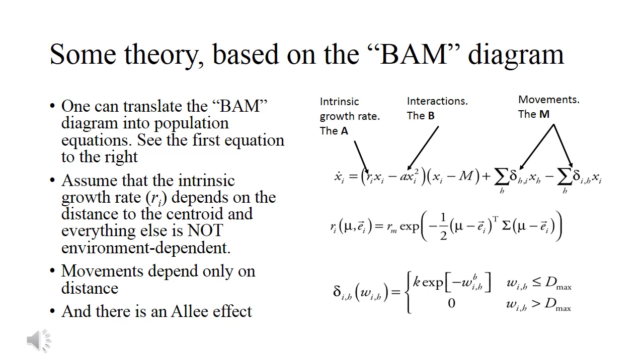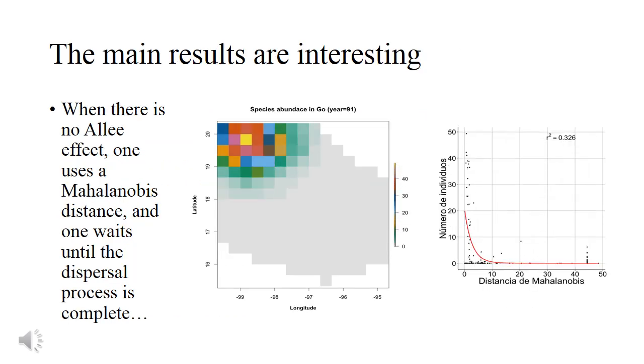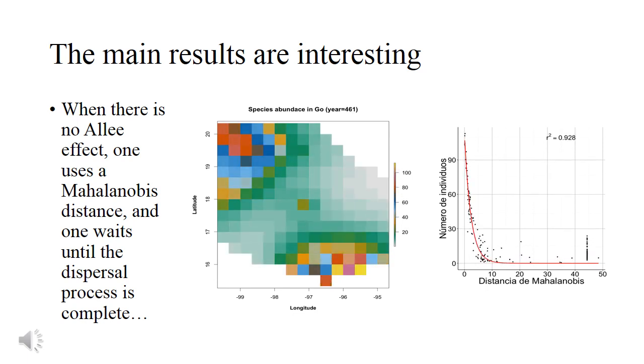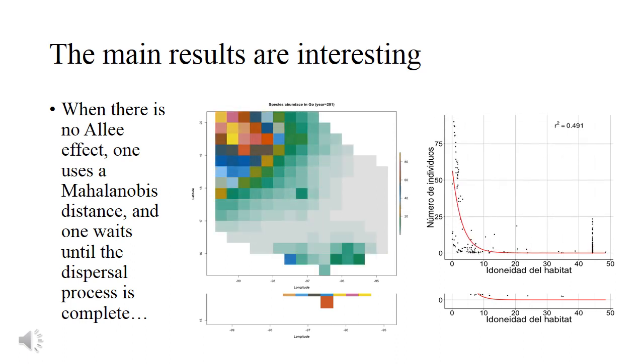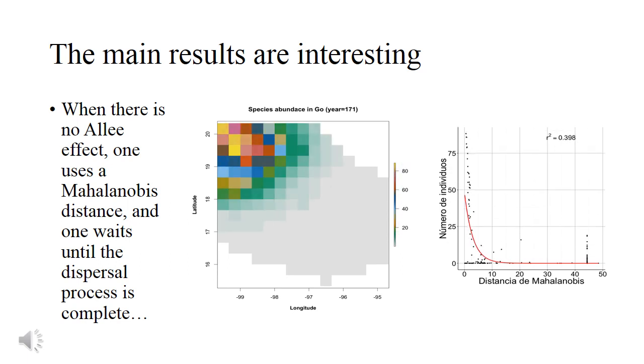So if we assume that the intrinsic growth rate, which is denoted by R sub i, depends on the distance to the centroid of the niche, and that everything else is not dependent on distance, is not affected by environmental values, then we have that the R value depends on the Mahalanobis distance to the centroid of the fundamental niche. And we are assuming that movements depend only on distance, and assuming that there is an Allee effect. Well, the results of doing this are very interesting. When we solve that very complicated system of equations, and this is software that already is in existence, developed by Luis Osorio, one of the two co-authors of this talk, you can solve the equation.